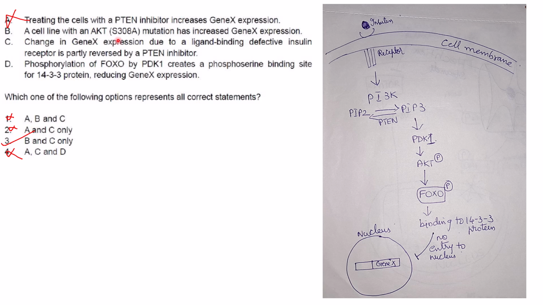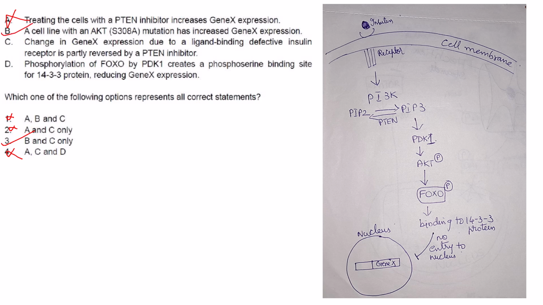A cell line with AKT S308A mutation. So S308 is the amino acid which gets phosphorylated in AKT. Now that amino acid itself is mutated means has increased gene X expression, of course. Because the amino acid is mutated, it cannot be phosphorylated. PDK1 cannot phosphorylate AKT. AKT is not phosphorylated means FOXO is happy. It is not phosphorylated, it is entering into the nucleus, transcription of genes. So increased gene X expression. So B is correct.